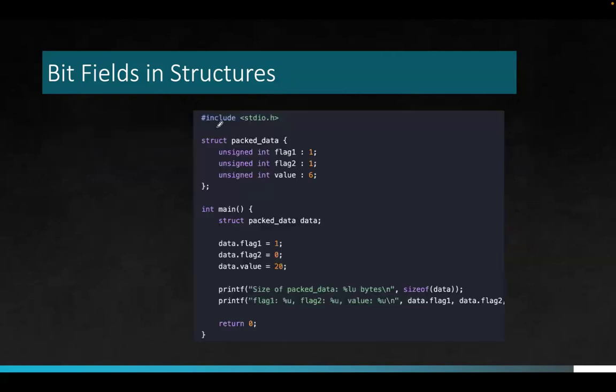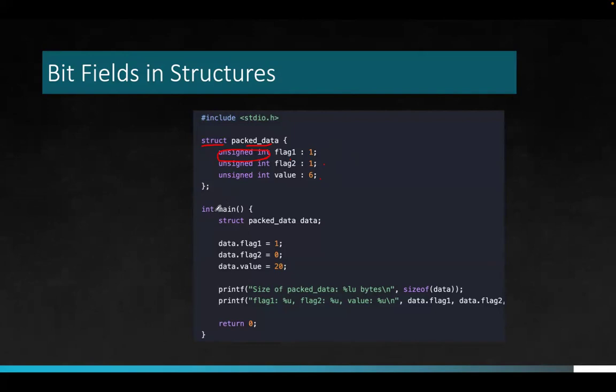Here I am creating a structure packed data. Unsigned integer means an integer data type, and the name of it is flag1, with a colon and 1. Unsigned integer flag2, colon and 1. Unsigned integer value, colon 6. That means these are the members for the particular data. How these are used, we will see.